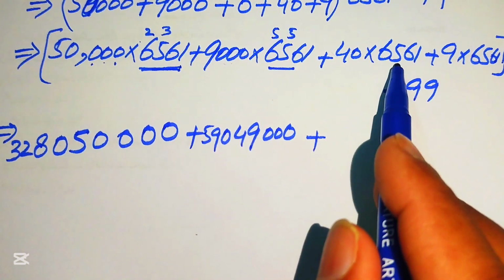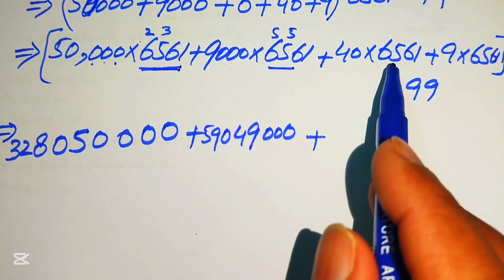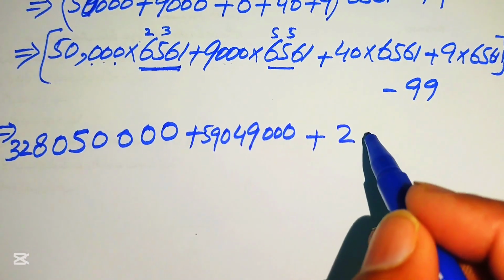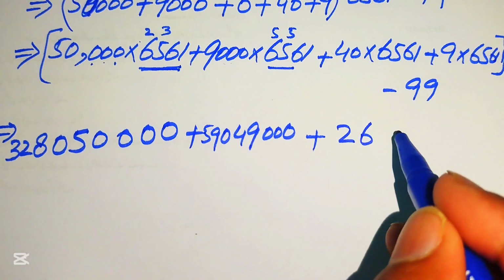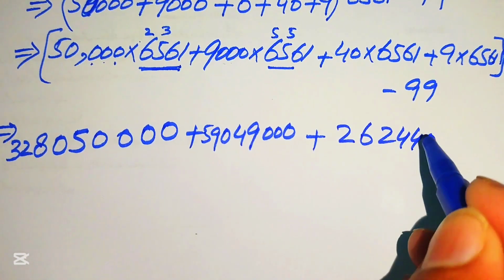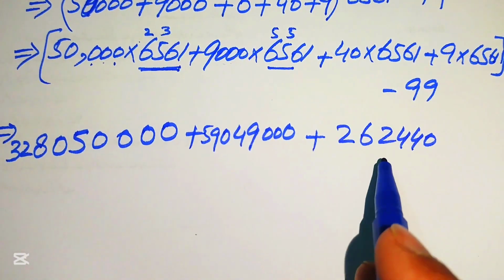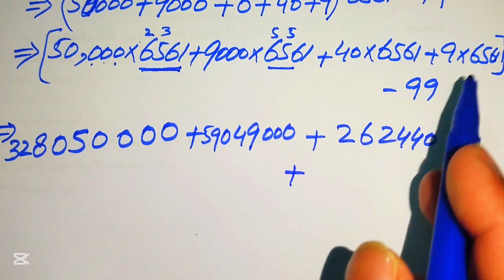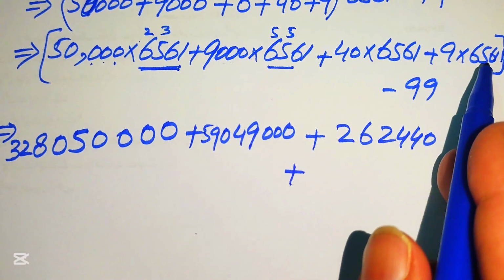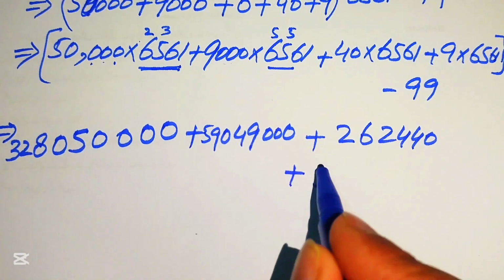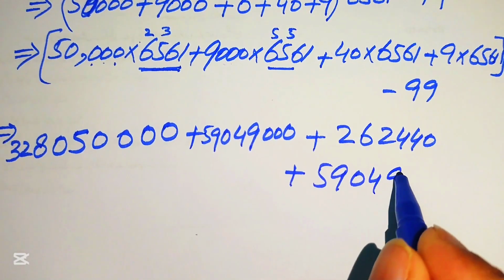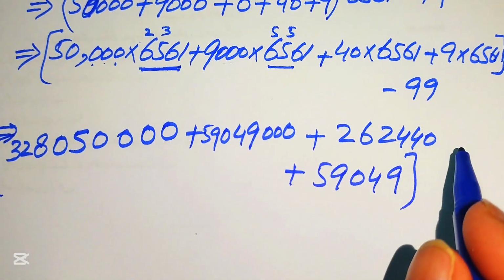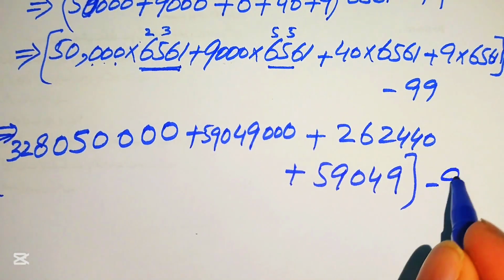Now when you multiply this 40 by this number, you get here 2 6 2 double 4 and 0. Here I can just skip this multiplication step, it is up to you, because of the length of this video. So now we multiply 9 times this number. When you multiply 9 times this number, we will get here 590 and 49, and at the last we will just subtract it by 99.